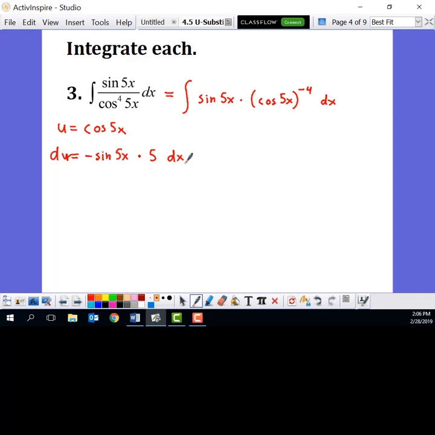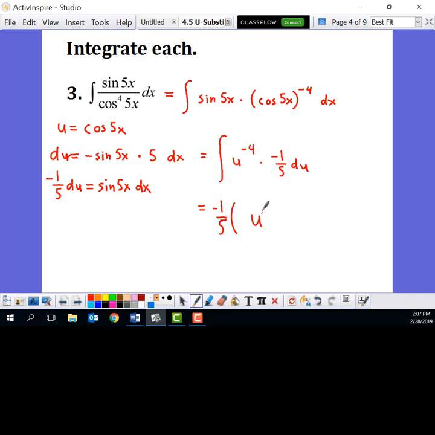Don't forget your dx. So now what I have is I take the negative and I take the 5 and divide it to the other side. That's dividing, negative 1/5 du equals sine 5x dx. So now we can rewrite this integral in terms of u and du. So we can rewrite it as the integral of u to the negative 4th power times negative 1/5 du. Slide your negative 1/5 out to the front and then actually take the integral of u to the negative 4th.